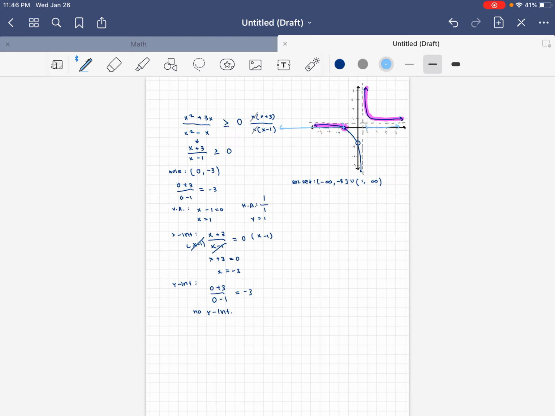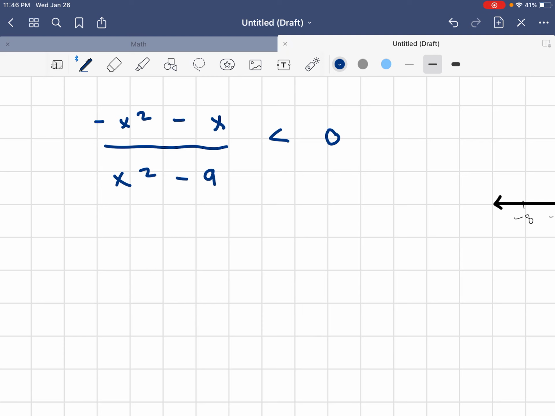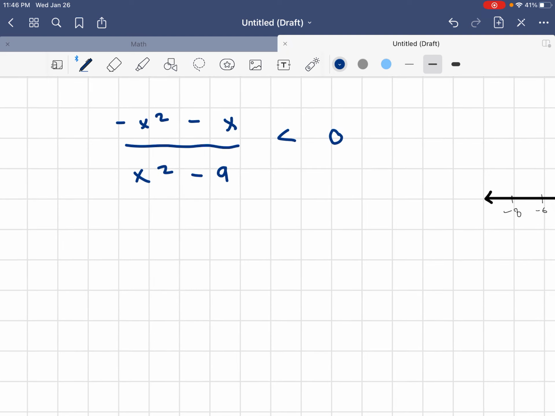So let's do another one. This time, it's going to be negative x squared minus x over x squared minus 9, which is less than 0. So first thing, can we simplify this? We can't. There's nothing we can do, so this is the simplest form it can be in, so we're going to continue from here. So I always like to find the asymptotes first.